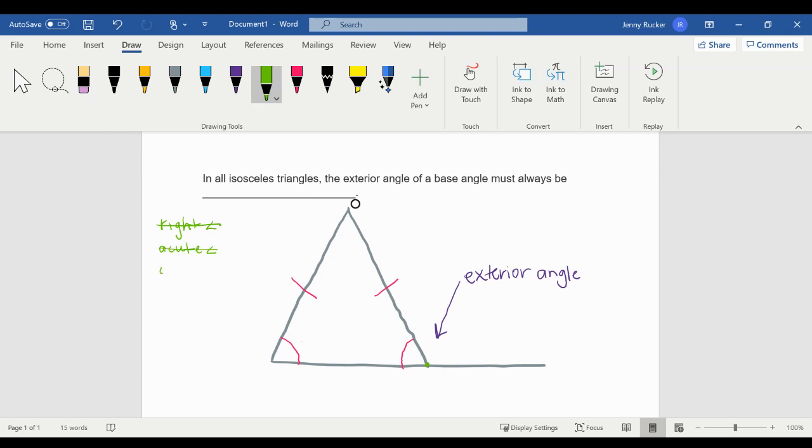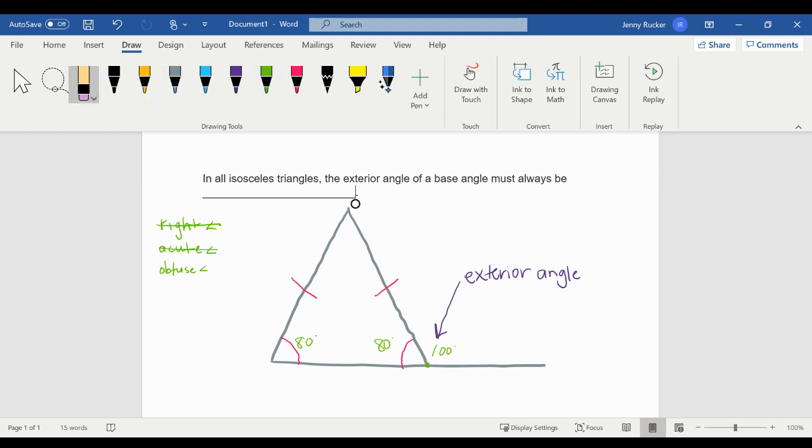Let's try our next choice, obtuse angle. So if this is an obtuse angle, let's say it's 100 degrees, that would make this adjacent base angle equal to 80 degrees, which my congruent base angle would be 80 degrees. And that leaves enough for my vertex angle. So it looks like this exterior angle as obtuse seems to work.